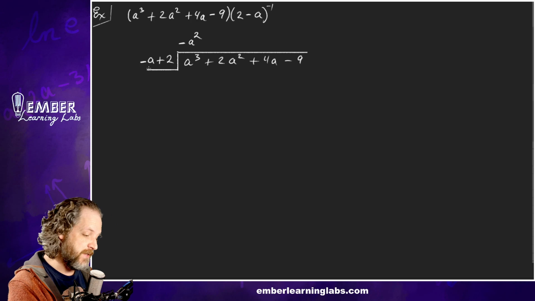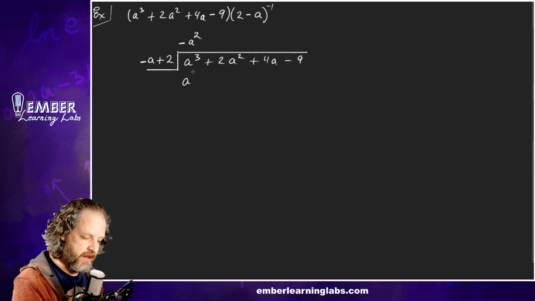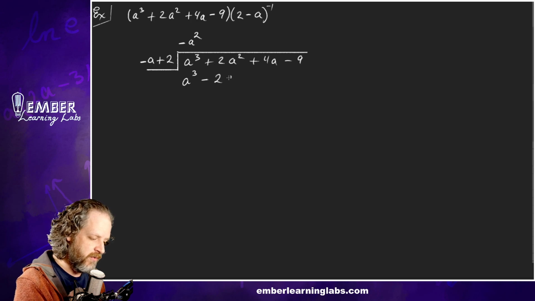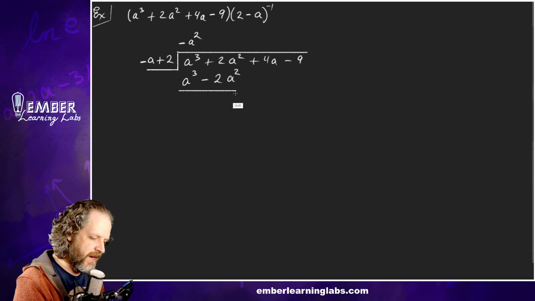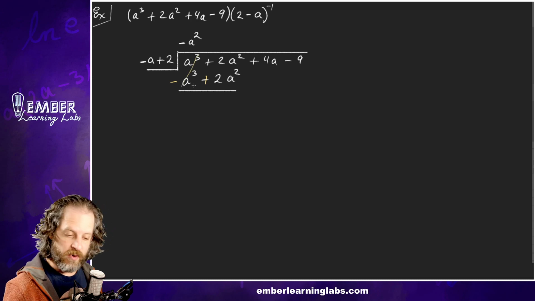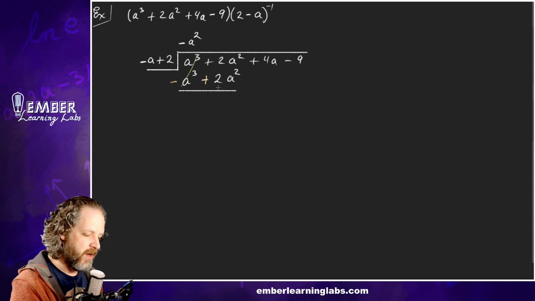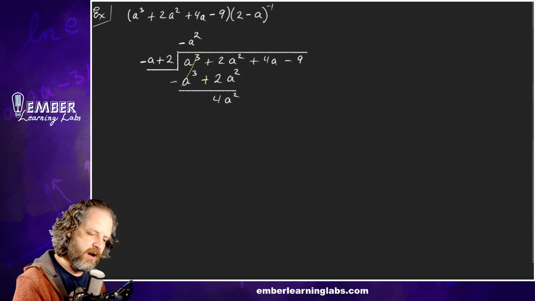Negative a squared times negative a is positive a cubed. Negative a squared times 2 is negative 2a squared. Then we're going to subtract. Flip both signs. Those cancel. That's what we want. That's what we're hoping for. 2 plus 2 is, of course, 4. So this is 4a squared.